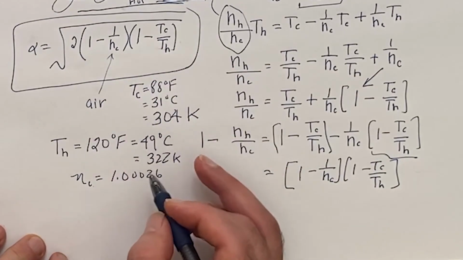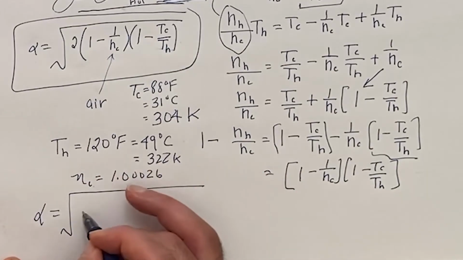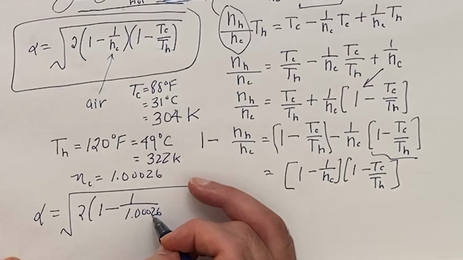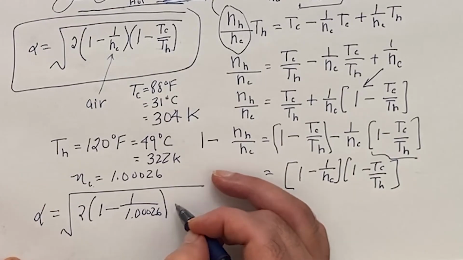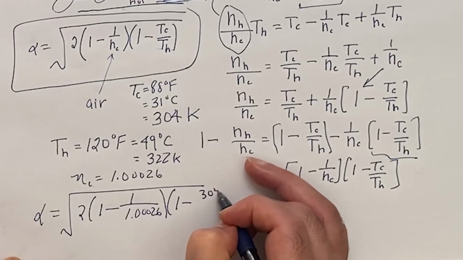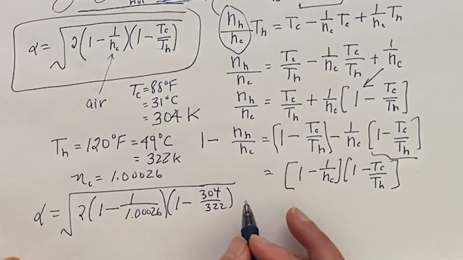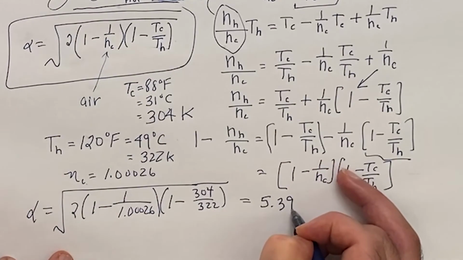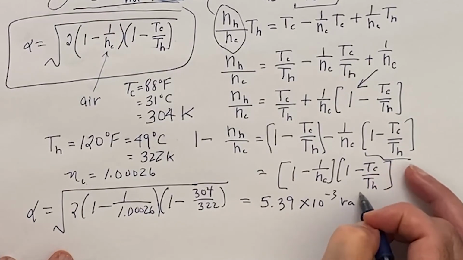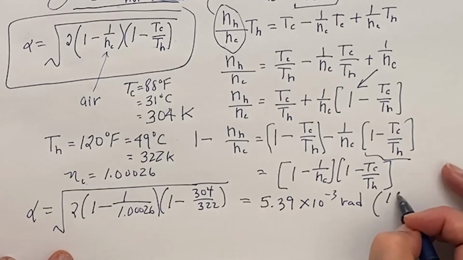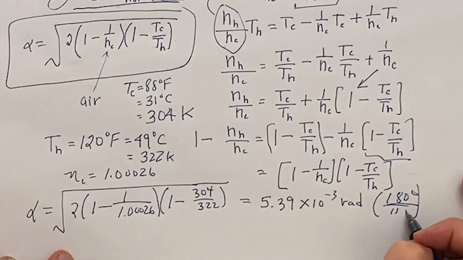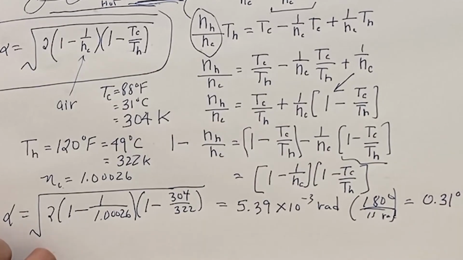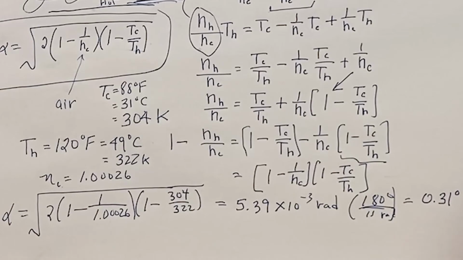If we plug all these numbers in, for alpha we get 2, 1 minus 1 over 1.00026. See, the index of refraction of air is almost 1, but now we need it more accurately. Then 1 minus the 304 over the 322. When you plug all this in and use the calculator, you get 5.39 times 10 to the minus 3 radians. Then you multiply by 180 degrees per pi radians, and that gives you the angle, which is very small: 0.31 degrees. That's the mirage angle, which tends to be small.